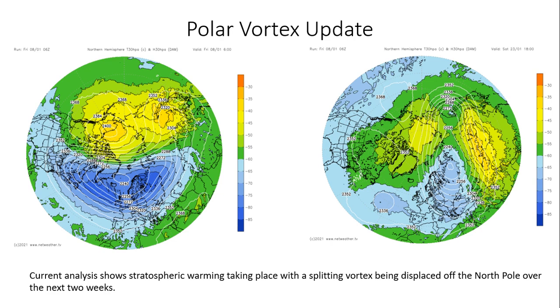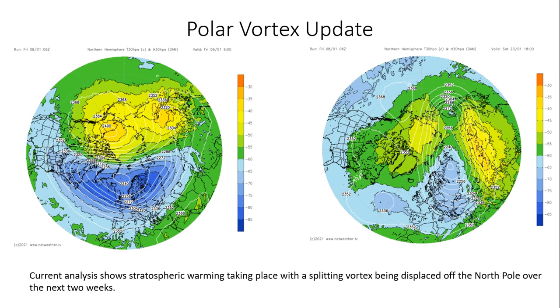So the graphic on the left is today, the 8th of January, 2021. The graphic on the right is the 23rd of January, 2021. And you can see the difference. Good potential there for a split. There's still potential for a split with the polar vortex. And it's just definitely going to be displaced off the North Pole.